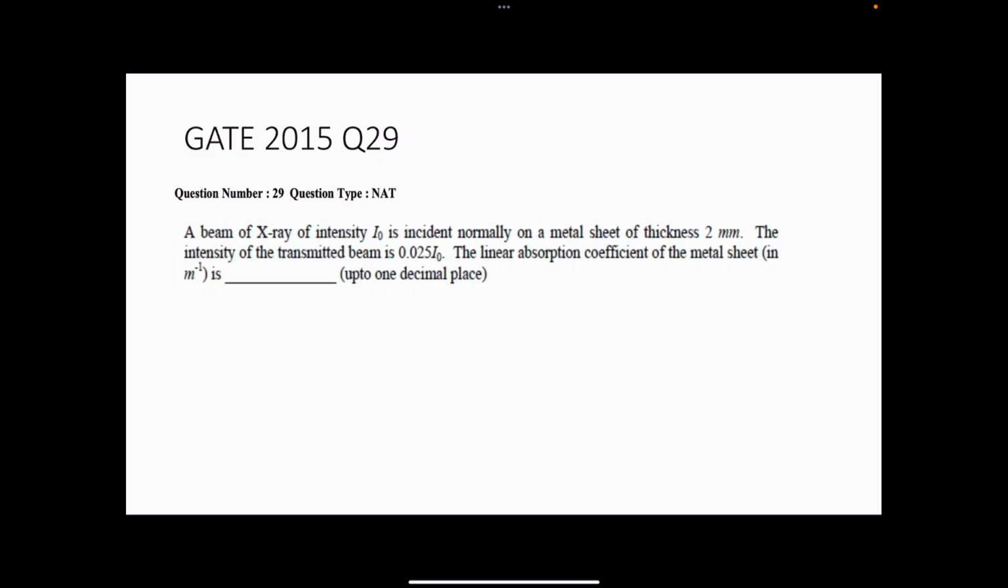This is GATE 2015 question number 29. It's a numerical answer type question, which states that a beam of X-ray of intensity I0 is incident normally on a metal sheet of thickness 2 mm. The intensity of the transmitted beam through that sheet is 0.025 I0. The linear absorption coefficient of the metal sheet in meters inverse is what? Up to 1 decimal place we have to give the answer.